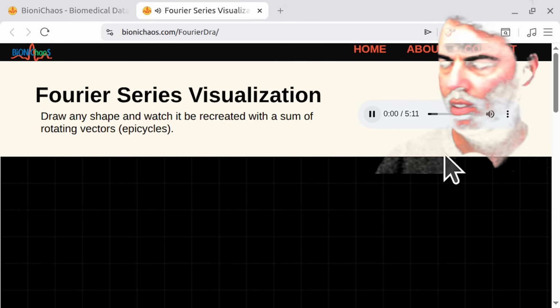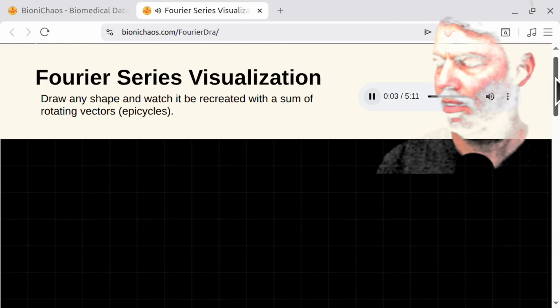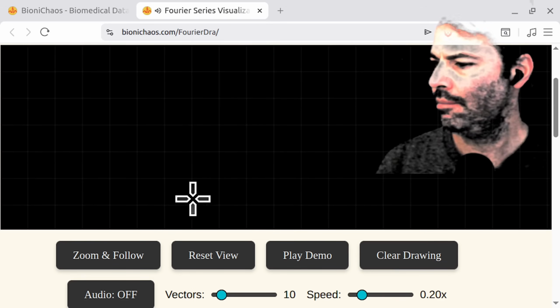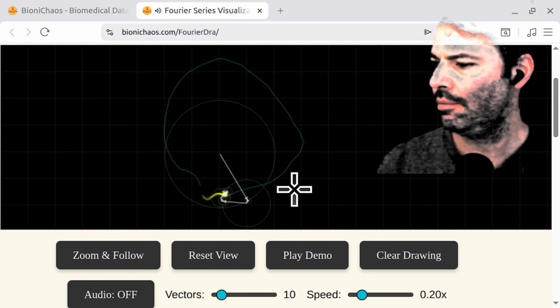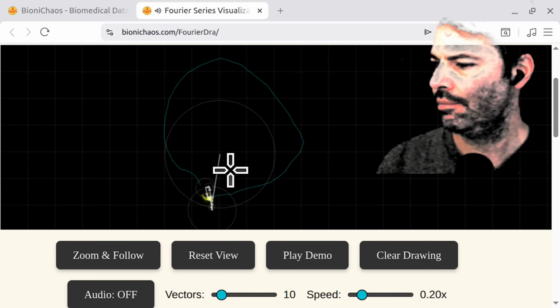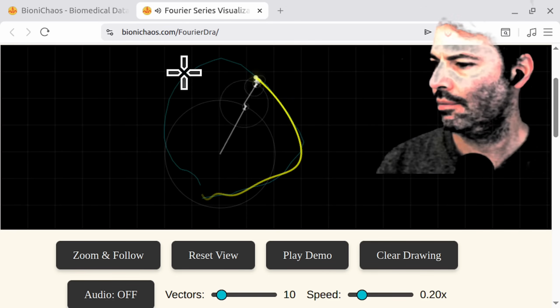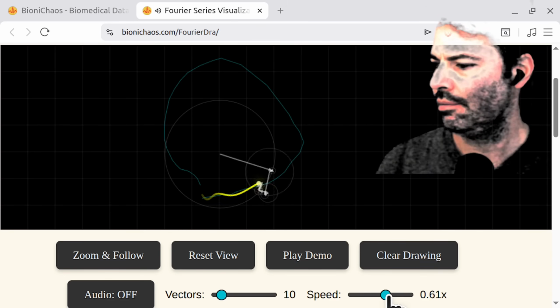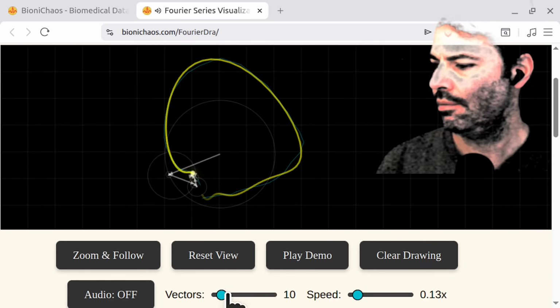Okay, so picture this. You draw basically any shape you can think of. Could be a circle, yeah. Or something way more complex, like, I don't know, a treble clef. Or even Homer Simpson, apparently. Right, even Homer Simpson. And then you just watch as it gets perfectly redrawn, almost like magic, just by these simple spinning circles. So today, that's what we're diving into, Fourier Series visualization.